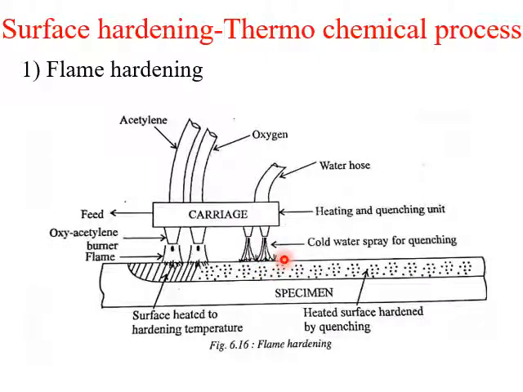We have seen the hardenability curve, where the surface exposed after heating, that is the quenched end, is prone to form martensite at a quicker rate. The carriage is moved in this direction. The heating and quenching unit is on the carriage, the flames are obtained with the help of an oxyacetylene burner, and cold water at normal temperature is sprayed on the heated surface. Once we move it, we get the surface hardened and quenched, to get martensite.